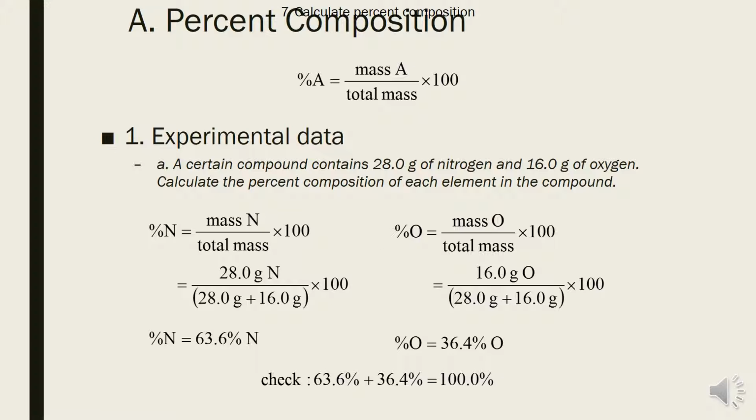And the reason why it might not be exactly 100 is because of your sig figs. In this case, both of these answers go to the same number of decimal places. So we probably should get exactly 100, and your calculator will give you exactly 100. If you have a circumstance where you don't have the same number of decimal places in your answer, then there's a good chance that it won't be exactly 100, but it should be extremely close to that.